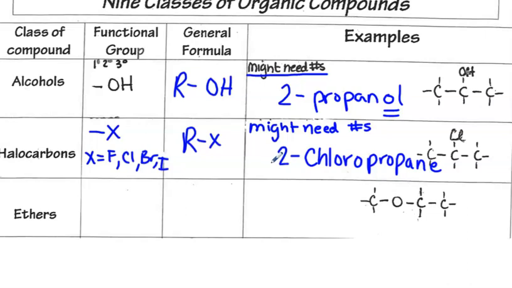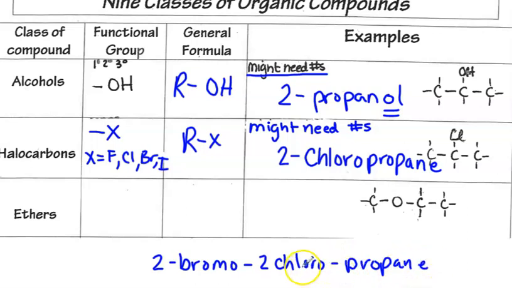You could also have a bromine on here too. You've heard of chlorofluorocarbons that were ruining the ozone maybe? And so they would go alphabetical. Okay, if you had something like that, it would be 2-bromo-2-chloropropane.